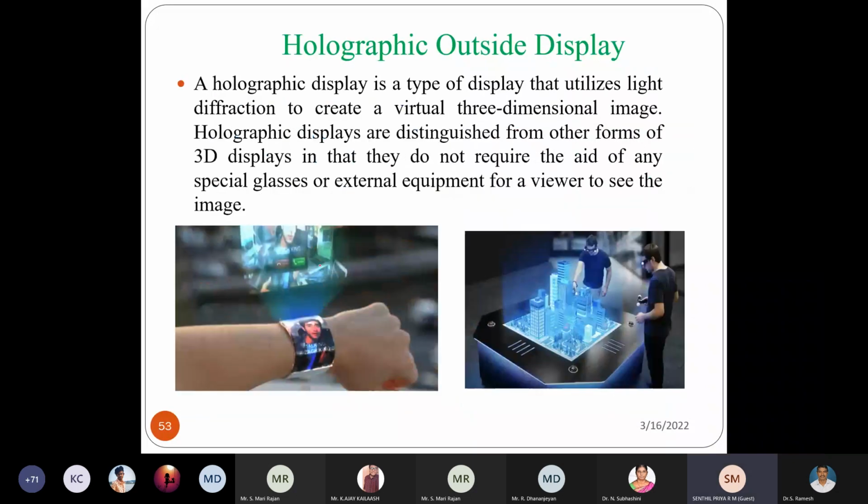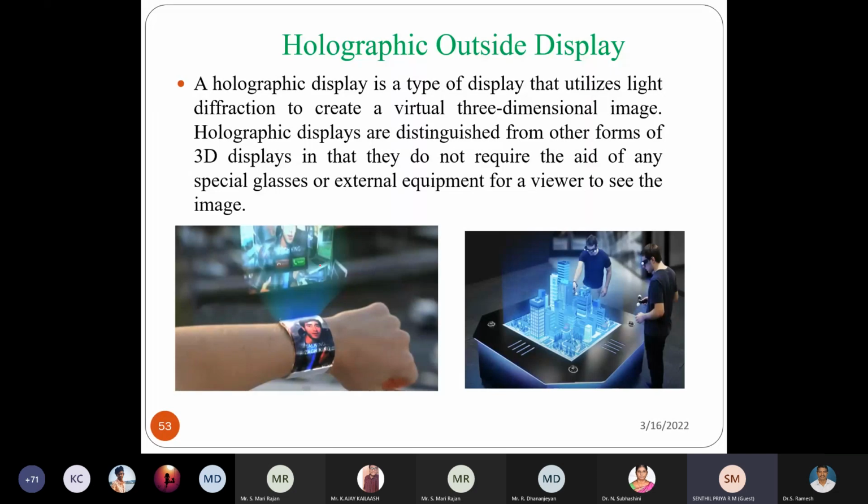And holographic outside display, smart watches. Already we can see this in a lot of English movies like Avatar and everything else. There is a holographic outside display. So even a smart watch is going to have this display. So we can have mobile calls and whatever. We can see it in 3D images.